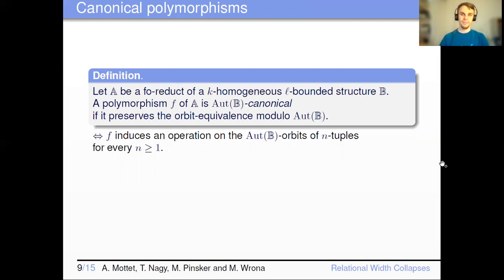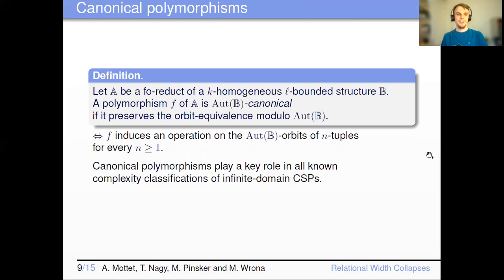This is maybe not so easy or clear at first sight, but this is possible. This is also a result proven several years ago. And this is also the reason why we are interested in these polymorphisms. And actually, canonical polymorphisms in general play a key and important role in all known complexity classifications of infinite domain CSPs.